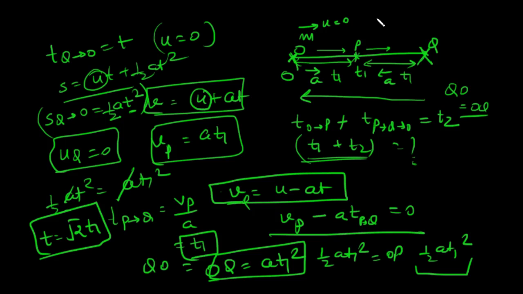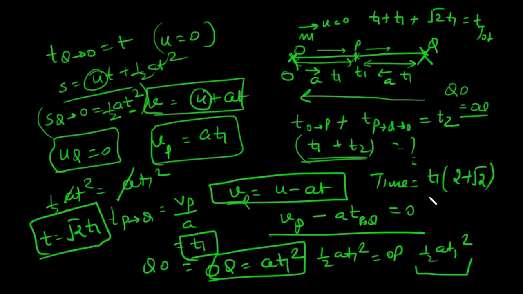So what is the total time? Total time is from first it started from O to P, which was t1, then again P to Q, which was t1, then again Q to O, this was t, and what is t? Root 2 t1. So t total would be t1 times 2 plus root 2. This is the total time taken. This is the answer.